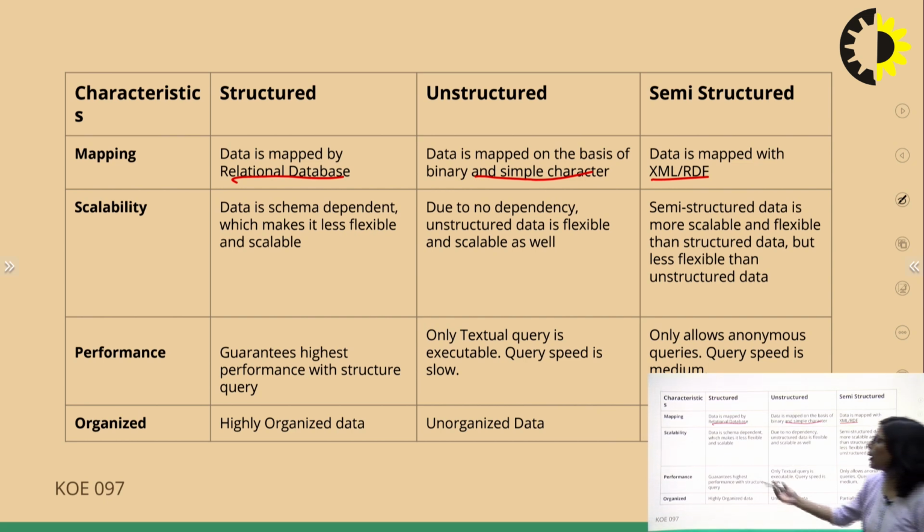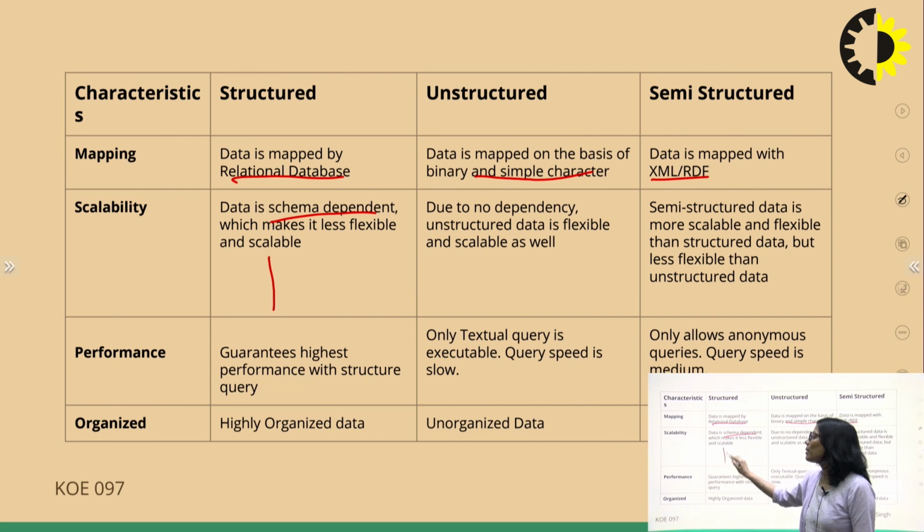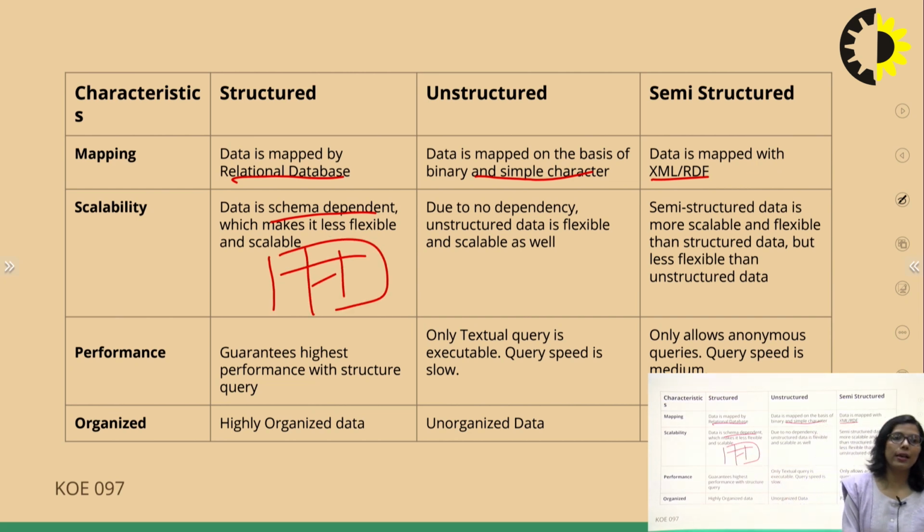Scalability: structured data is schema dependent. If the data fits into my schema, I will store the data. If not, I won't be able to store my data. So it means it is less flexible. Unstructured data is totally flexible because we can store the data as we want. How much data we have, we can store it as it is. Whereas semi-structured data is more scalable and flexible than structured data, but less flexible than unstructured data. It lies somewhere in between structured and unstructured data.